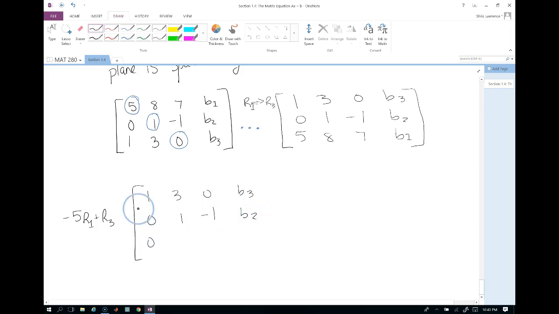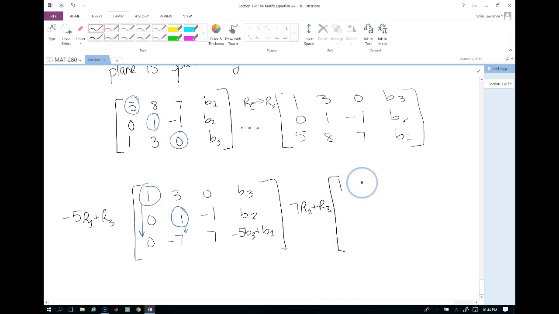And if we do that, we'll get 0. Negative 15 plus 8 is negative 7. A 0 plus 7 is 7. And then negative 5 B3 plus B1. So we've got our first pivot, we've got our zeros underneath. Now we go on to our second column. And there's already a 1 in the spot that we want it. We just have to get a 0 underneath. So for my next step, I'm going to do 7 row 2 plus row 3. That'll get us a 0 underneath.